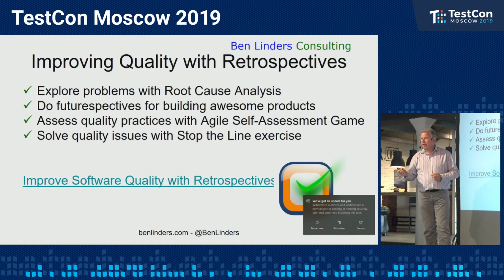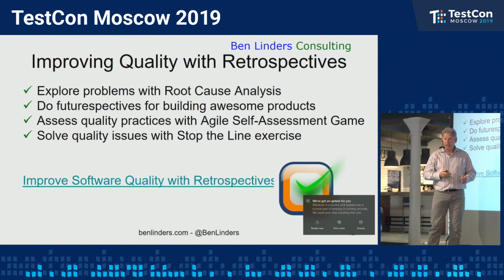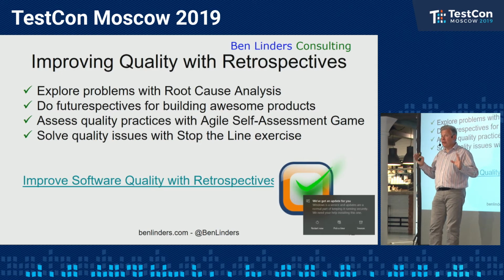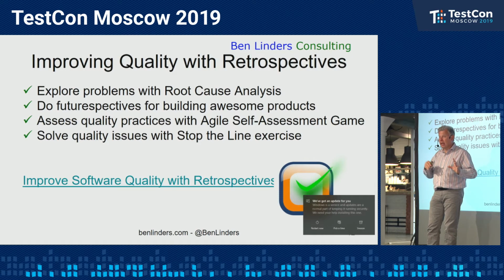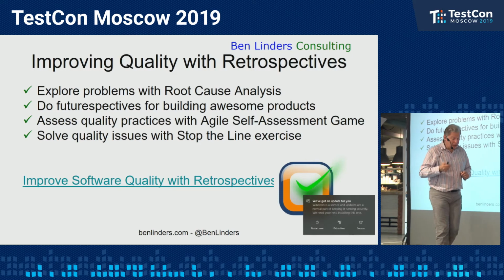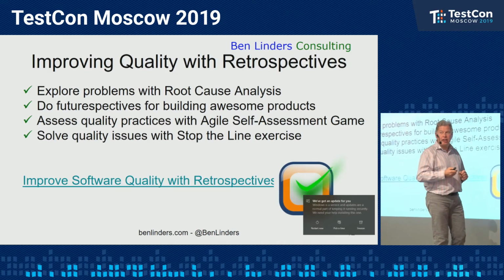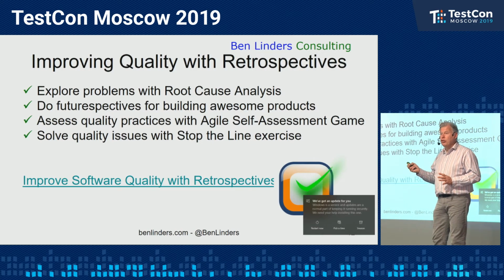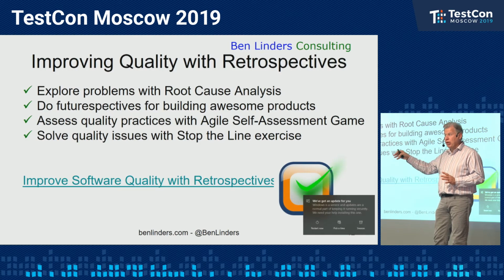So we've explored four different exercises that you can use in your retrospective, also outside your retrospective. Use the root cause analysis to explore major problems. Put yourself in the future with the future perspective. You'll develop the greatest product ever. How did you get there? Assess how you are doing with the Agile Self-assessment Game, with the Agile coaching cards, or use a stop the line exercise or a stop the line practice to stop when there's a major problem and to learn from that.